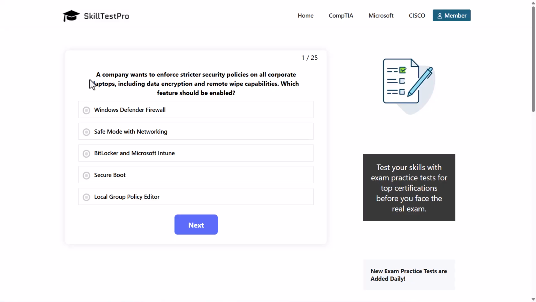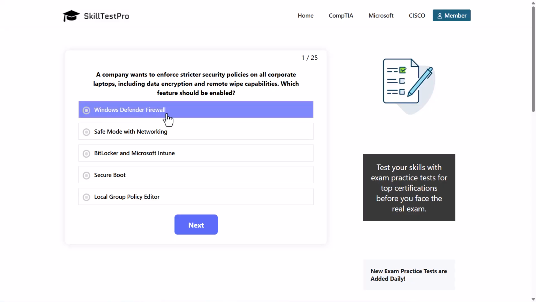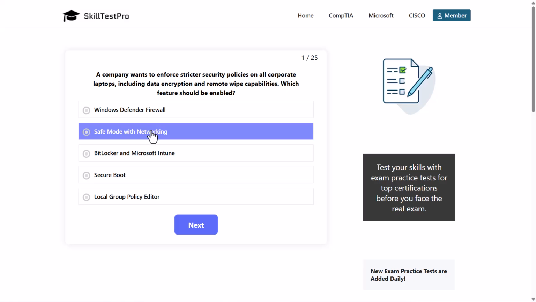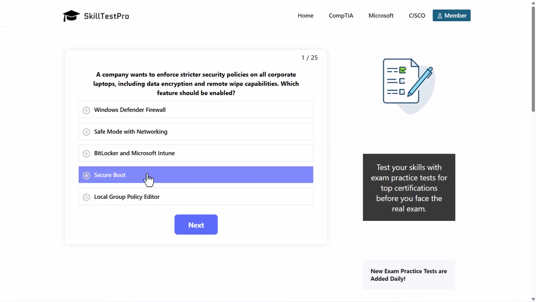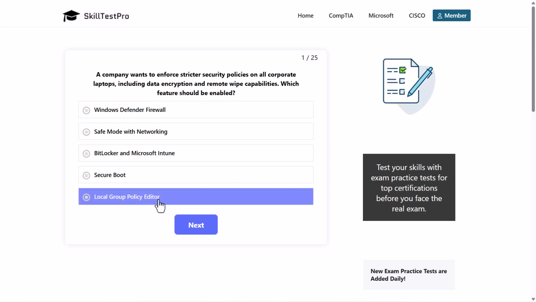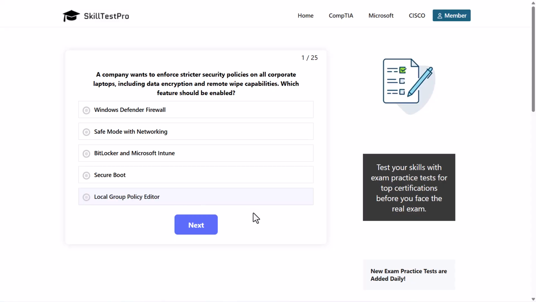And the first question is: a company wants to enforce stricter security policies on all corporate laptops, including data encryption and remote wipe capabilities. Which features should be enabled? Windows Defender Firewall, Safe Mode with Networking, BitLocker and Microsoft Intune, Secure Boot, or Local Group Policy Editor. Which one would be the correct answer to this question?